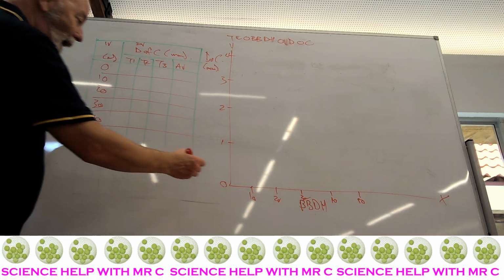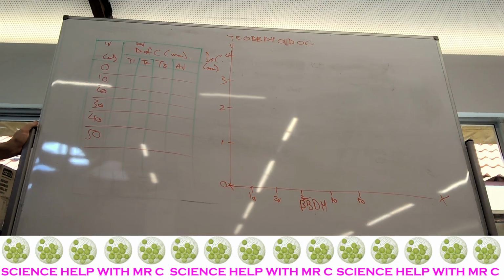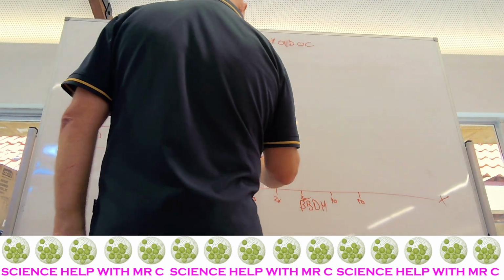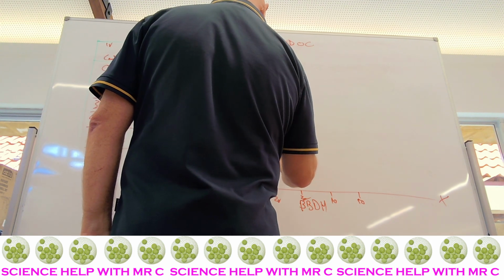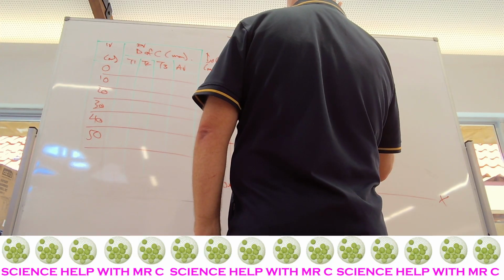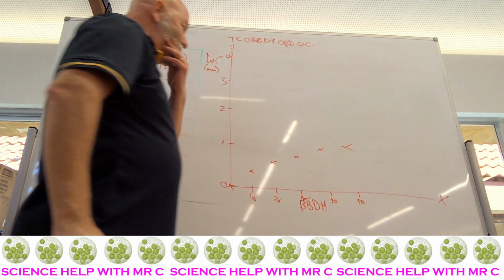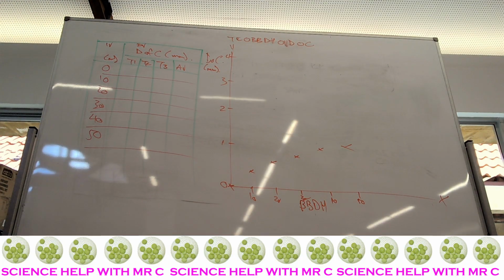Right, so here we are. At 0, 0, we know that it's going to give us no depth in the crater. Okay? And then we'll just make up some results. We'll say it goes like this. Okay? And then we've got to do a LOBFA.